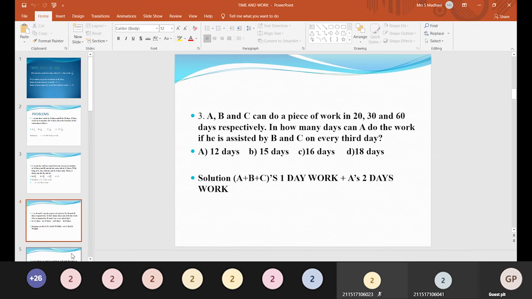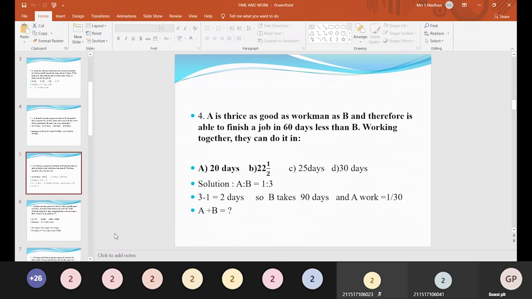Moving to the fourth problem: A is thrice as good a workman as B and therefore is able to finish a job in 60 days less than B. Working together, they can do it in how many days, they are asking. Now A is thrice as good a workman as B, which means A can do it in 1 day while B can do it in 3 days. The difference between A and B is 2 days.